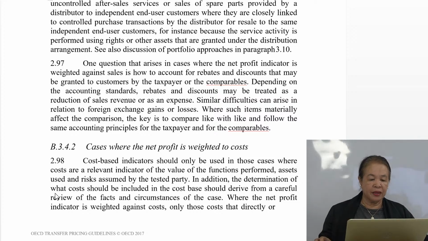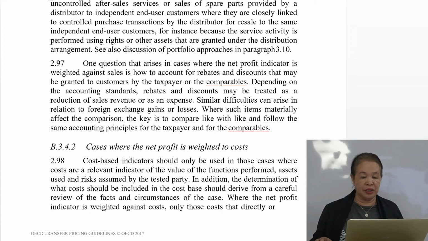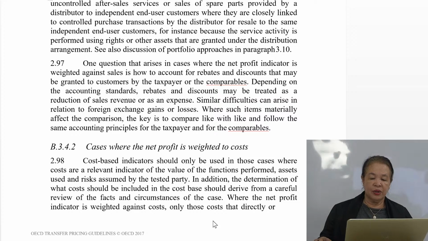Cases where the net profit is weighted to cost. So net profit weighted to cost. Cost-based indicators should only be used in those cases where costs are a relevant indicator of the value of the functions performed, assets used, and risk assumed by the tested party. So in addition, the determination of what cost should be included in the cost base should derive from a careful review of the facts and circumstances of the case, where the net profit indicator is weighted against cost.